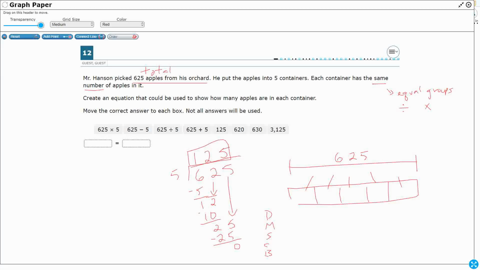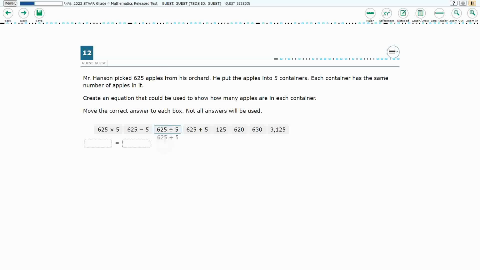So what did we do? Well, we divided our 625 by 5 because there's 5 containers. 625 total apples. And it equaled 125. So that's what we need. We're going to say 625 divided by 5 equals 125.